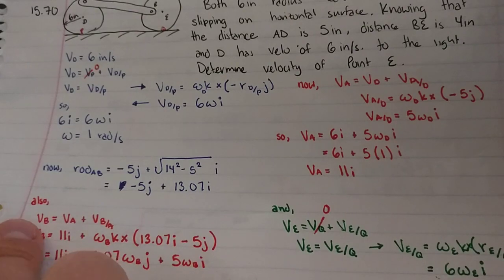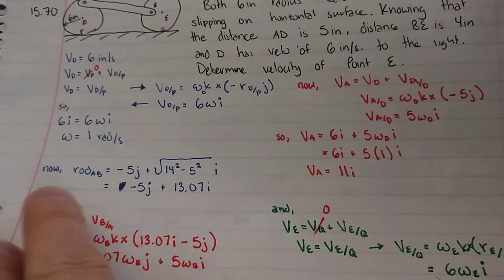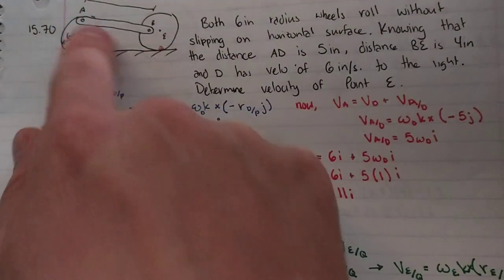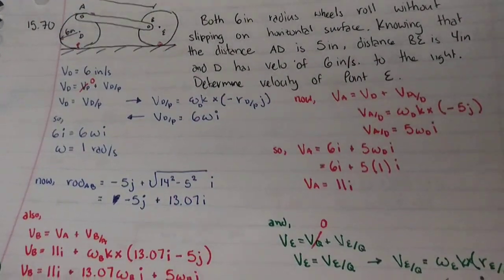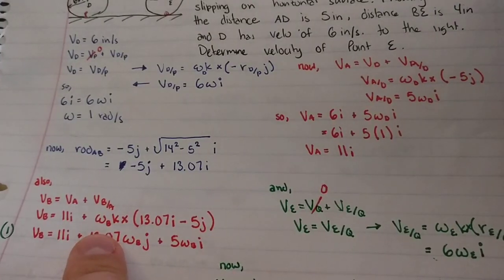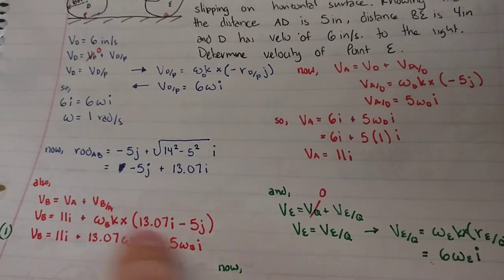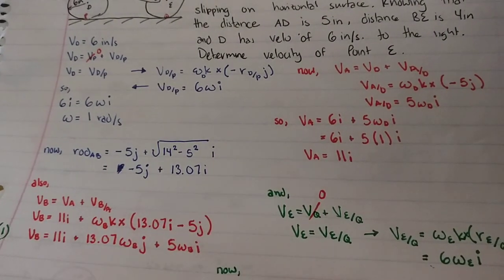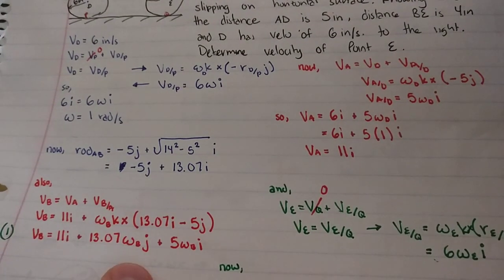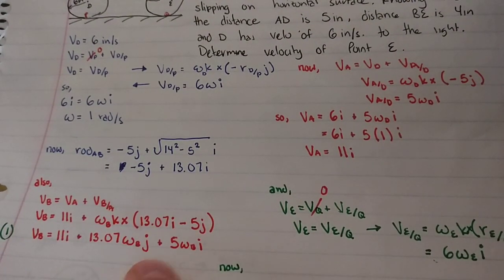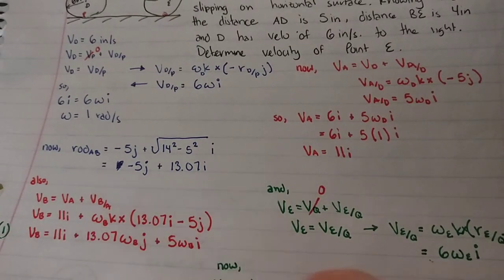Let's solve for our VB coming from the A direction. We know that VB is the velocity of A and the velocity of B to A. So, we know it's going to be 11i, which we solved here, plus omega_B k cross this term here, that's the radius of the rod, and that's going to give us both a j and an i component with omega. So that's our first equation.